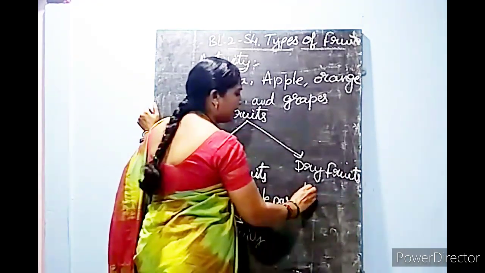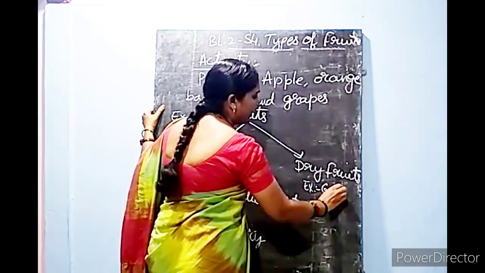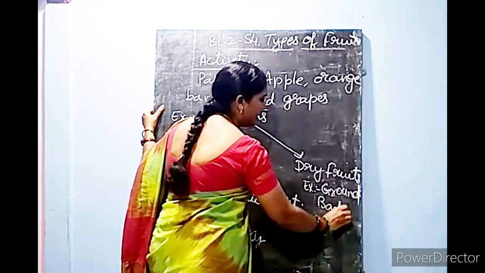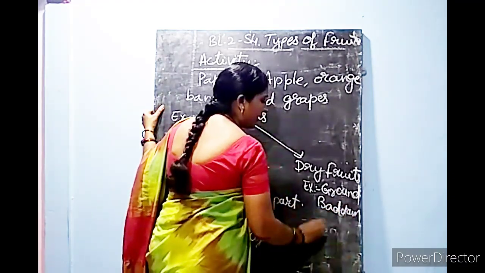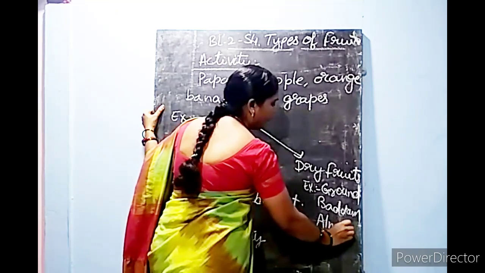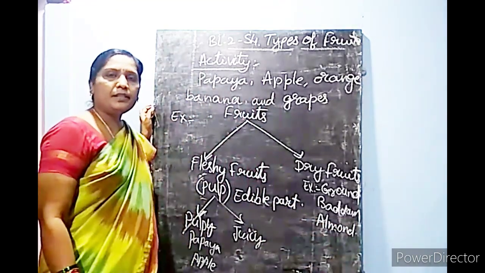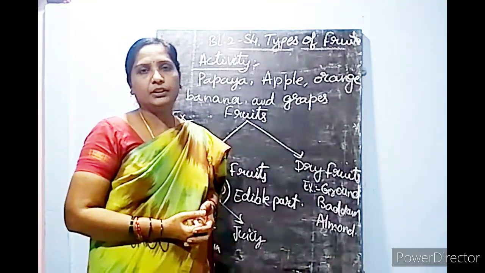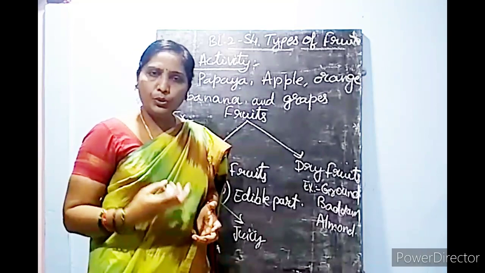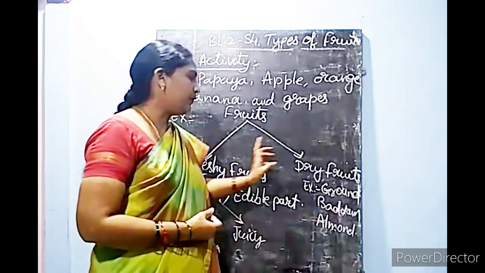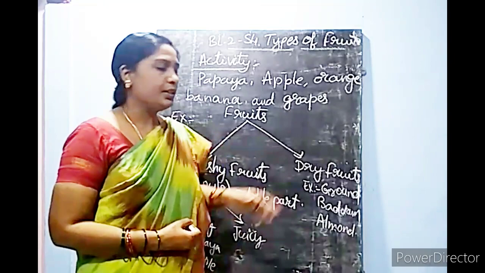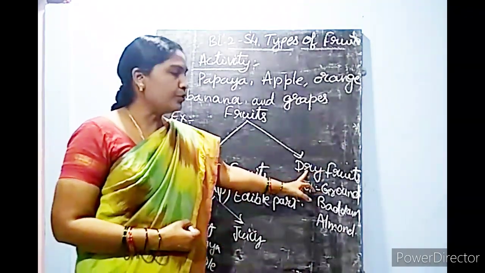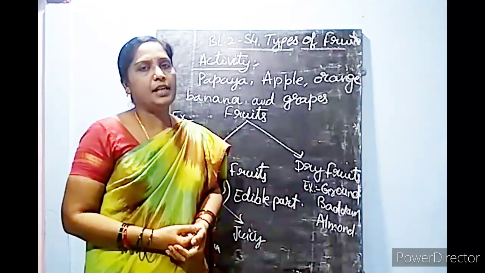So examples for dry fruits: our groundnuts are dry fruits, our badam is a dry fruit, our almond is also a dry fruit. So based on the pulp inside the fruit, we are dividing them into two categories. They are fleshy fruits and dry fruits. Fleshy fruits are having pulp inside. Dry fruits are not having pulp inside.